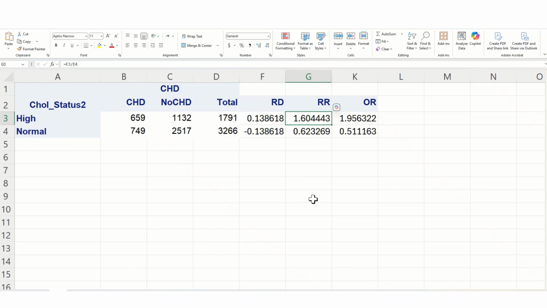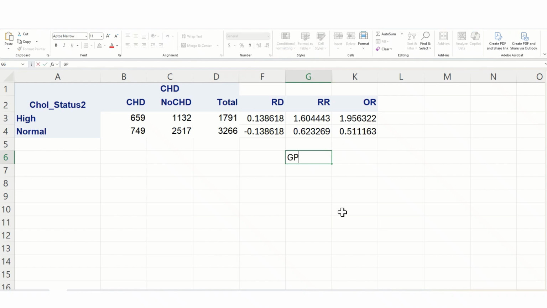But when we take the relative risk, these two values, although mathematically equal, in the interpretations are quite different. For example, here we see that individuals with high cholesterol have 60% higher risk of developing chronic heart disease compared to normal, and the opposite is that the probability of developing chronic heart disease among normal cholesterol individuals is 38% lower than that of high cholesterol. Not exactly the opposite, at least mathematically speaking, right? So let's see what is going on.